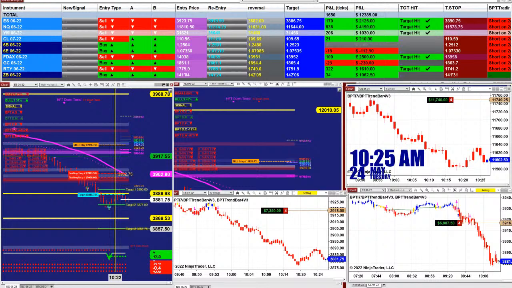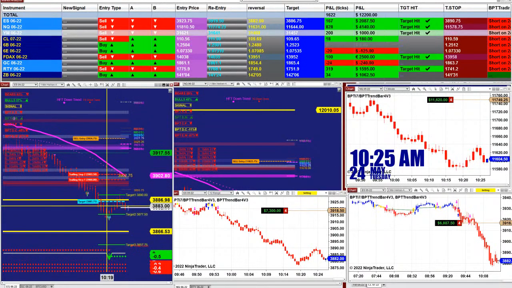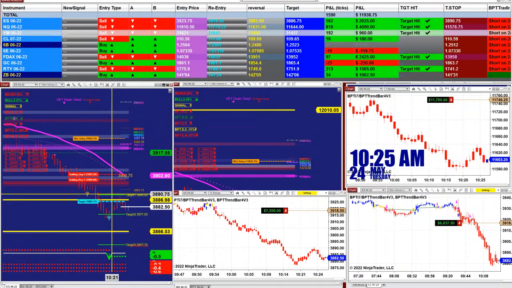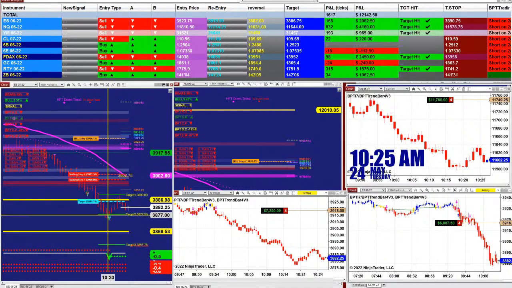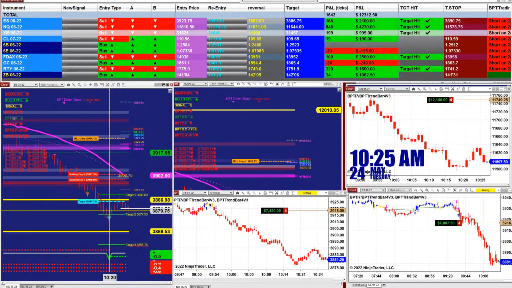So, in my opinion, this is going to stay between the target 1 and target 2. It's going to go back and forth for at least half an hour. So we will be on standby, and we'll see what is the outcome.